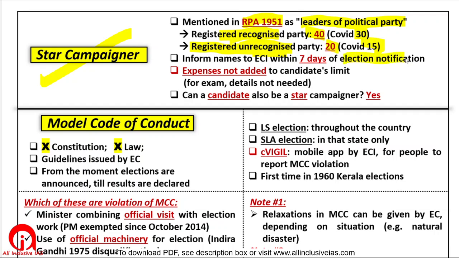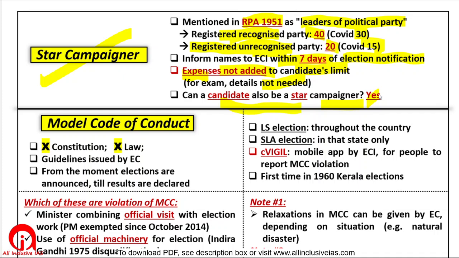Once the election notification comes, within 7 days parties have to inform the Election Commission who are going to be their star campaigners. Why do they have to tell this? Because when the star campaigners go to a constituency to campaign, the expenses are not added to the candidate's limit of that constituency. In some situations such expenses can be added, but such small situations are not relevant for your prelims exam, so ignore them.